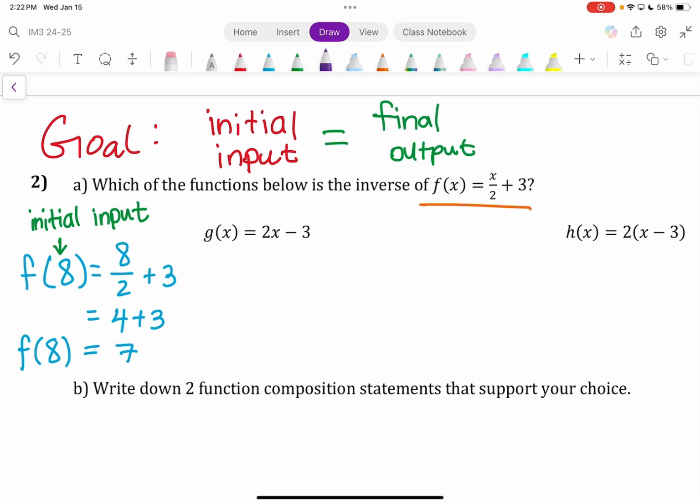What I'm going to have you guys do in the next few minutes is this output of 7, you're going to plug into g. So you're going to evaluate what g of 7 is equal to. And then you're going to evaluate what h of 7 is equal to. And whichever of these 2 functions gives you back your initial input, that function is the inverse. Make sense? All right. With your group, you have the next 3 minutes to solve for g of 7 and h of 7. Go.